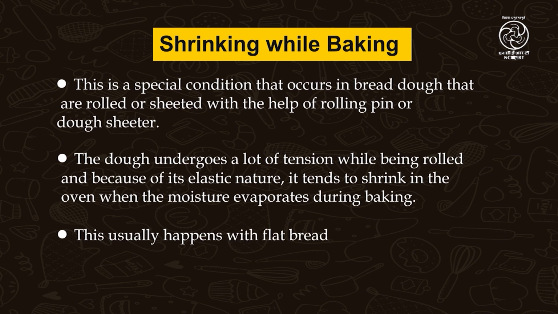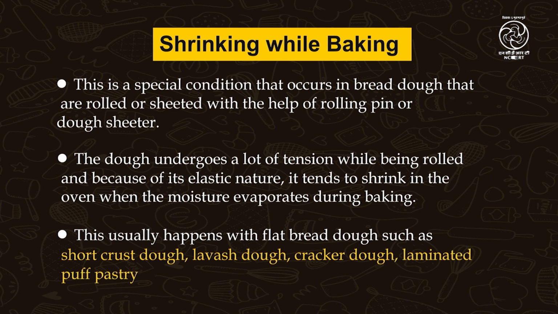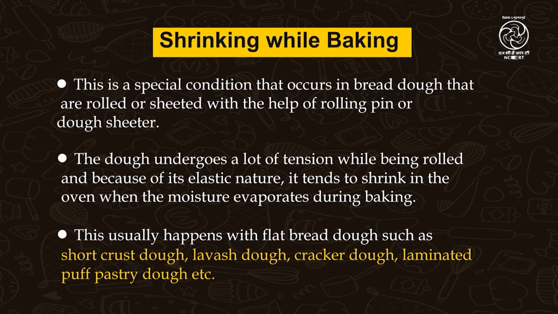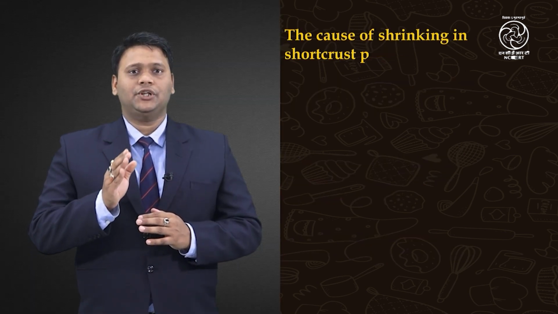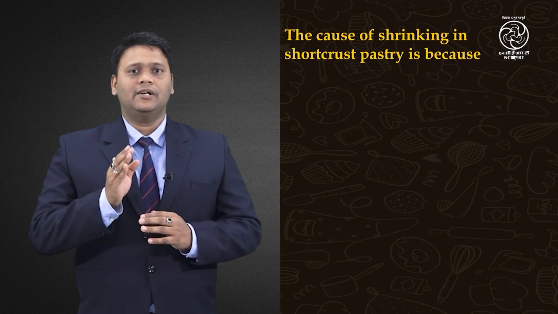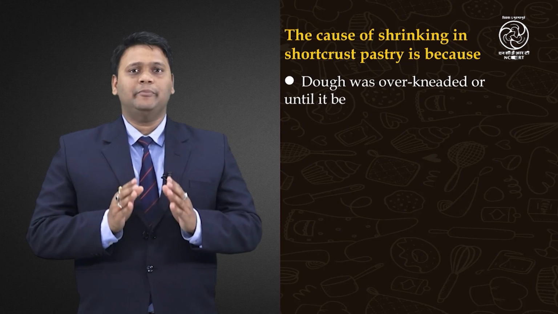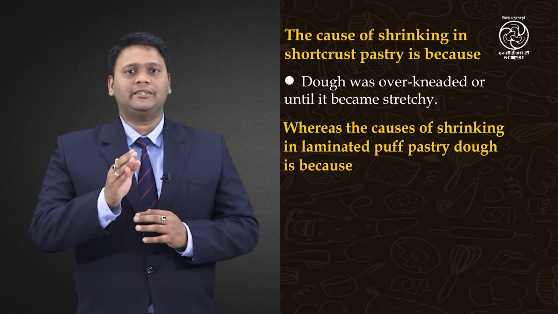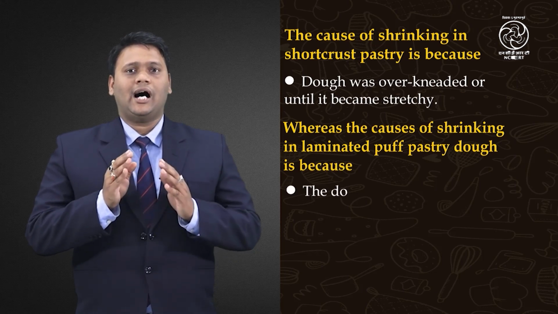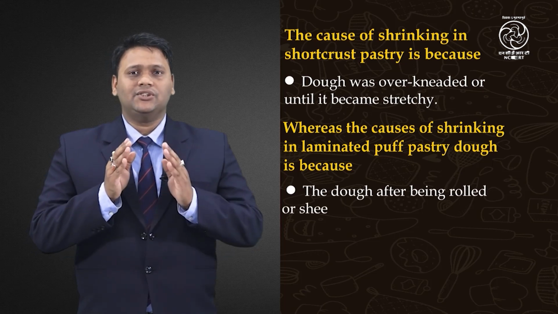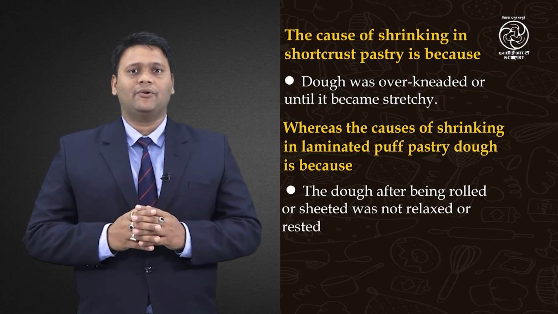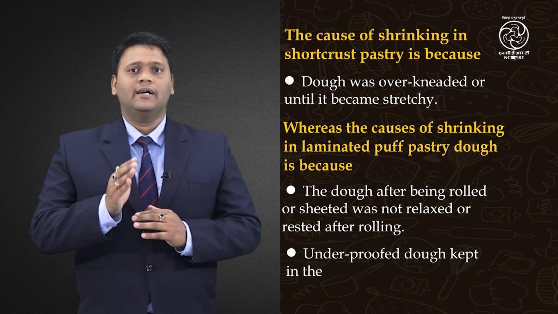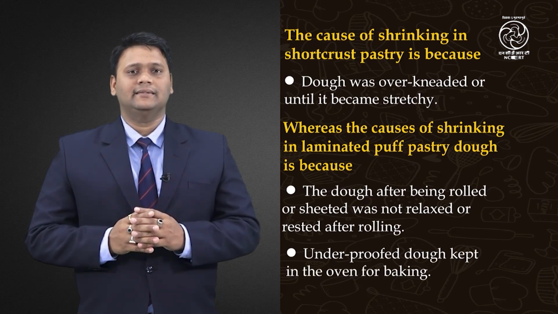This usually happens with flat bread dough such as short crust dough, lavash dough, cracker dough, laminated puff pastry dough, etc. The cause of shrinking in short crust pastry is because the dough was over-kneaded or until it becomes stretchy, whereas the causes of shrinking in laminated puff pastry dough is because the dough after being rolled or sheeted was not relaxed or rested after rolling. Underproof dough kept in the oven for baking.